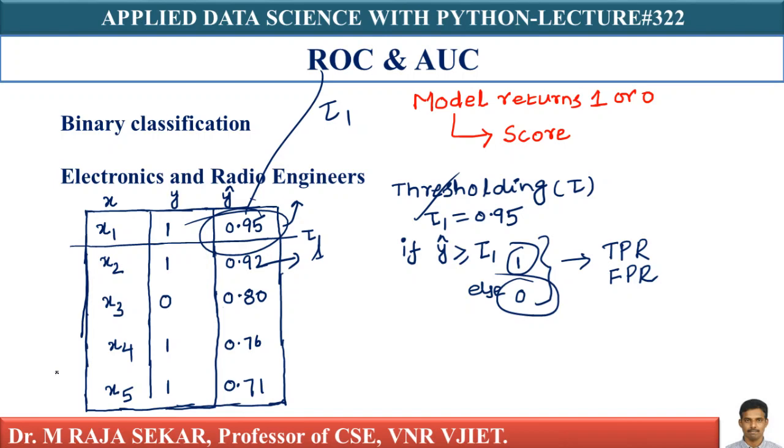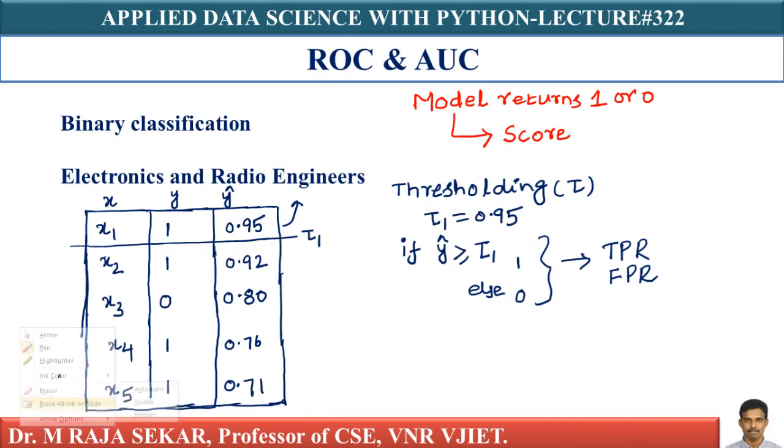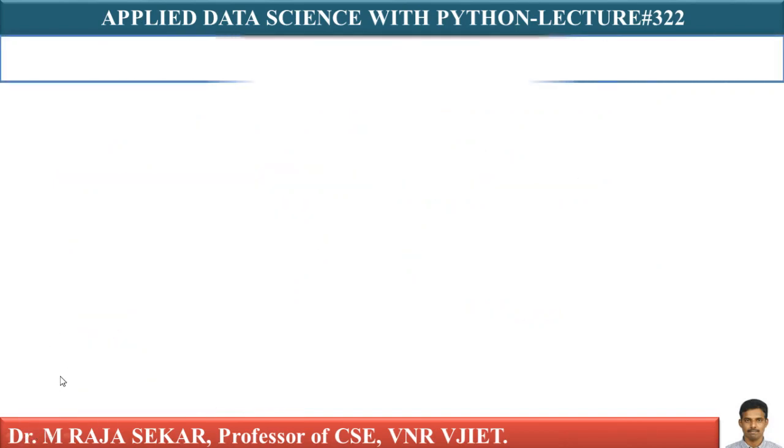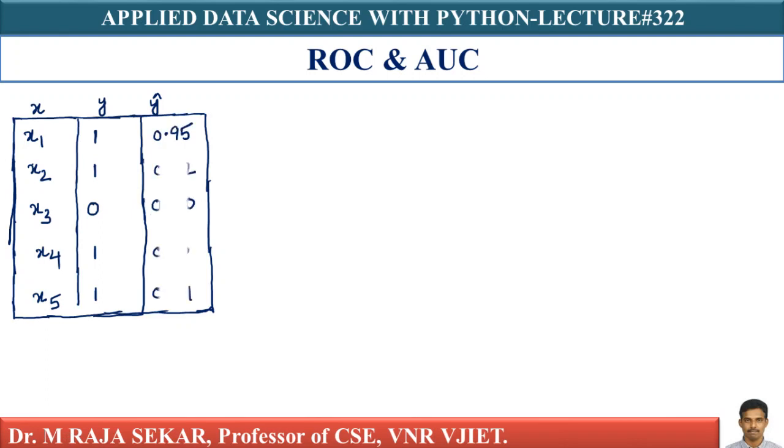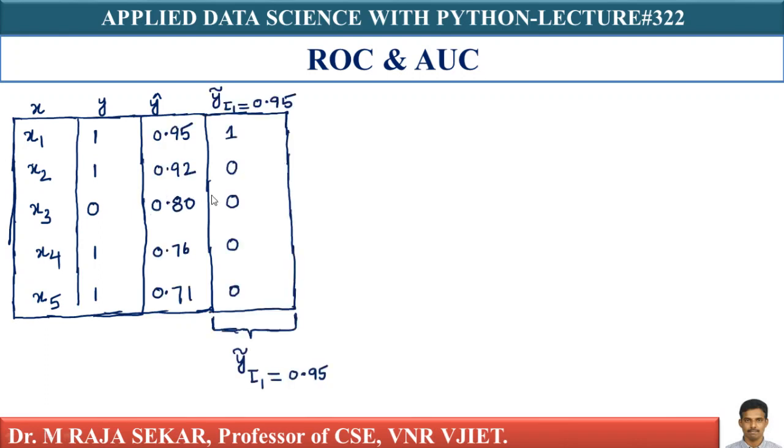Let me rewrite it. Just see this one, what it says. Let me consider which one is my tau 1. Tau 1 is 0.95. 0.95 is greater than or equal to what the rule says.